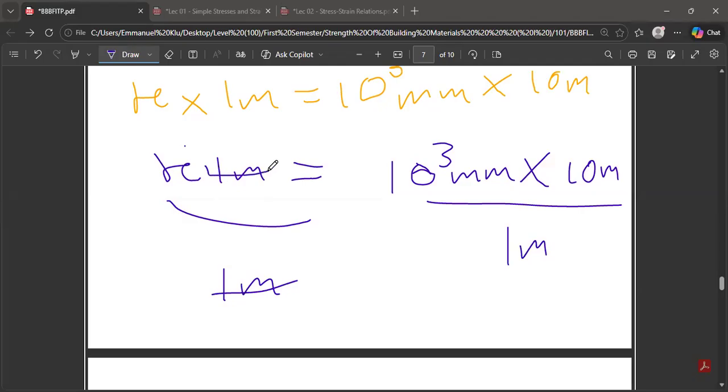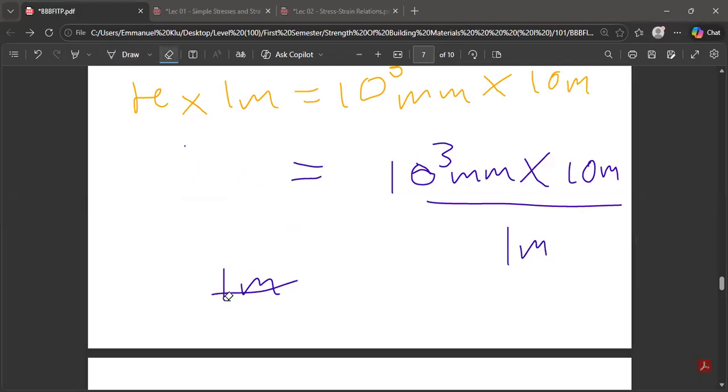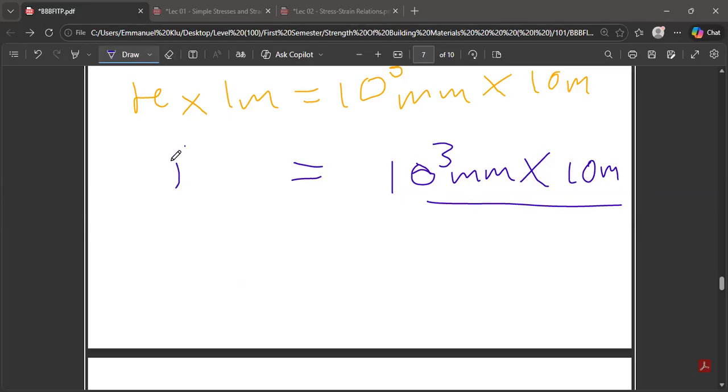1 meter will take care of 1 meter. If you want to work the professional way, look at something. At the end of the day, one of these will even vanish. Which one comes first, M or X? You realize that M comes before X. So you can write meter times X is equal to 10 exponent 3 millimeters times 10 meter. If you want X, you have to divide both sides by meter.